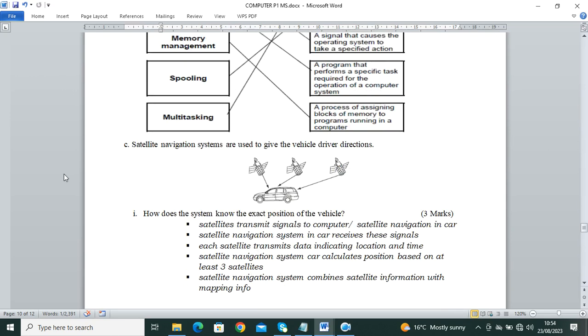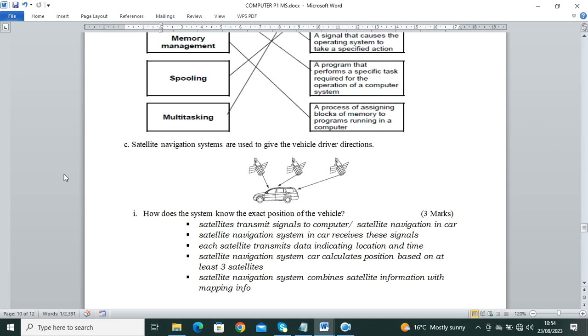Then guys, here we have satellites and a car. Satellite navigation systems are used to give the vehicle driver directions. So here, how does the system know the exact position of the vehicle? Satellites transmit signals to the computer, the satellite navigation in a car. The satellite navigation system in a car receives the signal.